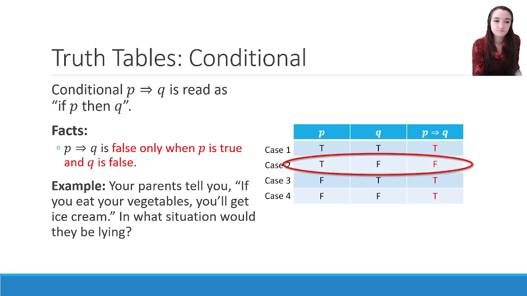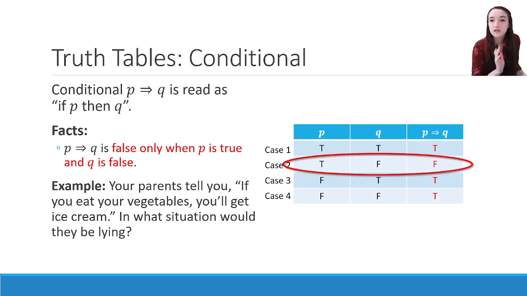So case one, we get, you do in fact eat your vegetables. So eating your vegetables is true, and they give you ice cream. So getting ice cream is true. So that's if true, then true. Did they lie to you? You ate the vegetables, they gave you ice cream. No, obviously they didn't lie to you. Exactly what you assumed would happen, happened. So that one is true. They didn't lie to you. Now I'm actually going to skip case 2 and I'll come back to it.